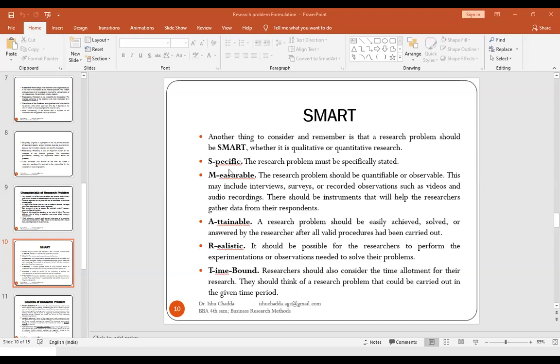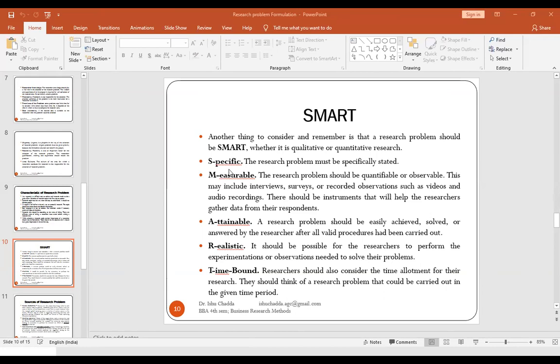Specific means the research should concentrate on the problem which is specifically stated. It should not go very deep; the problem should be specifically mentioned. Measurable: the research problem should be quantifiable or observable. This may include interviews, surveys, or recorded observations such as videos and audio recordings. The problem must be measurable, so the instruments will help the researcher gather the data from the respondents.